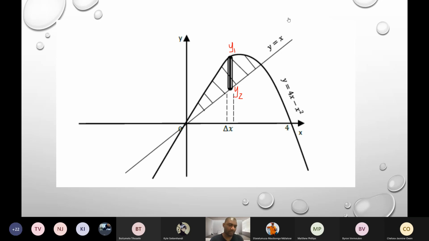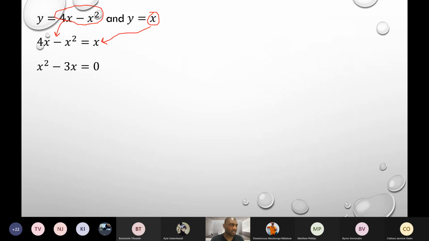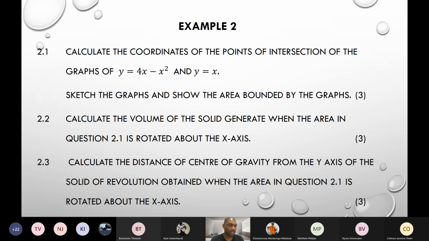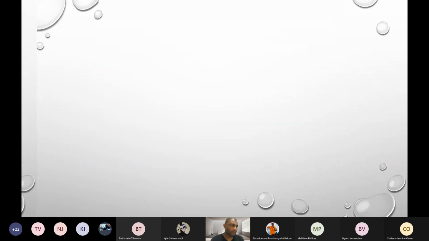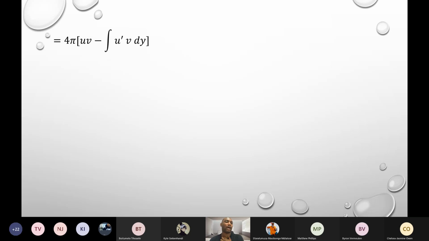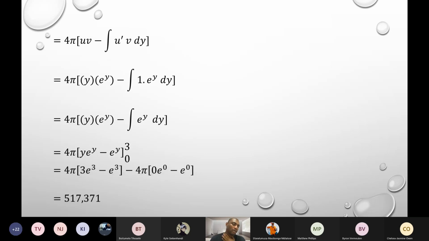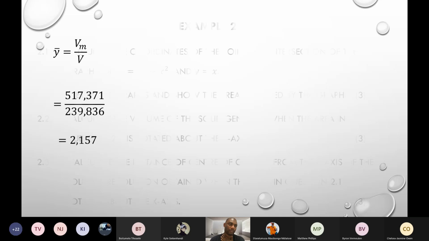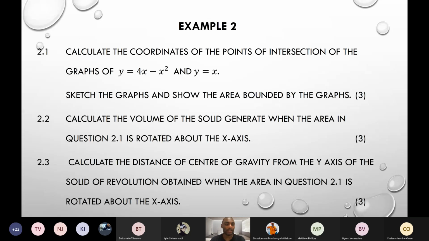Let me see what the first example was. First example is one graph. So it was the other question from last week Friday. It was not this Monday. What we did is we took the y value from the second equation and we put it into the first equation. So we didn't equate the two. So you don't always equate the two.